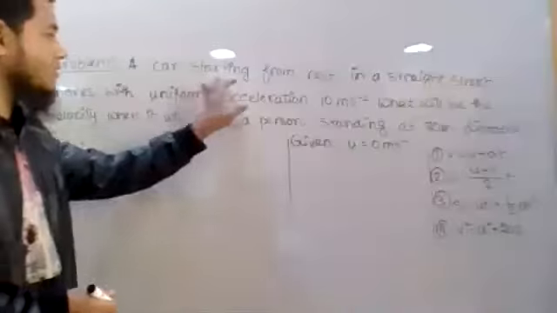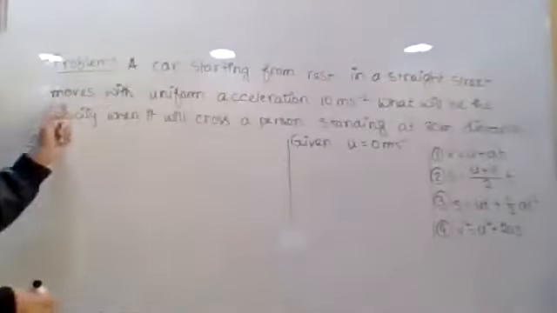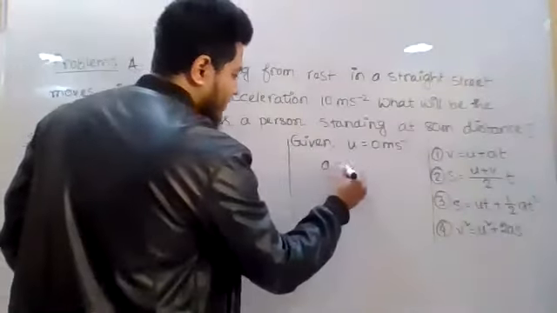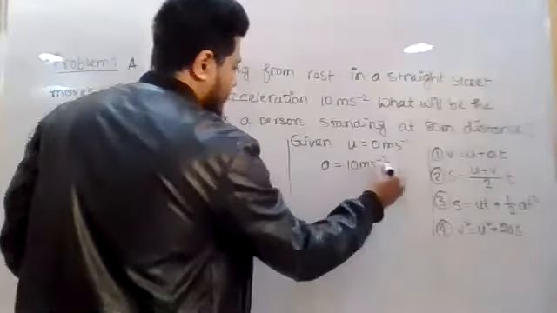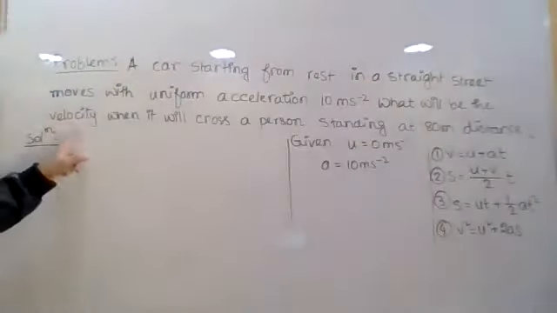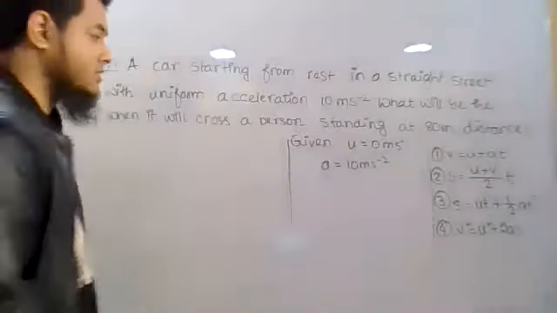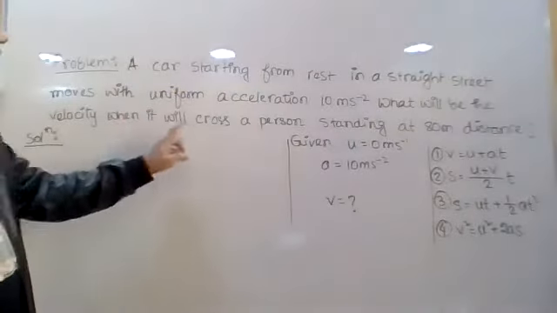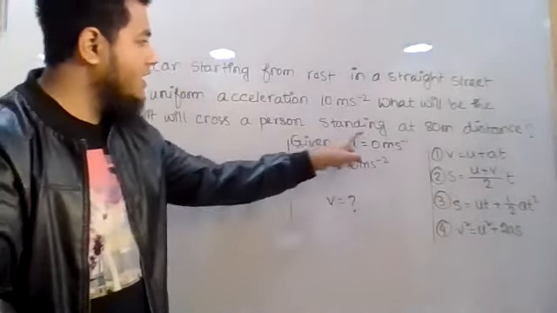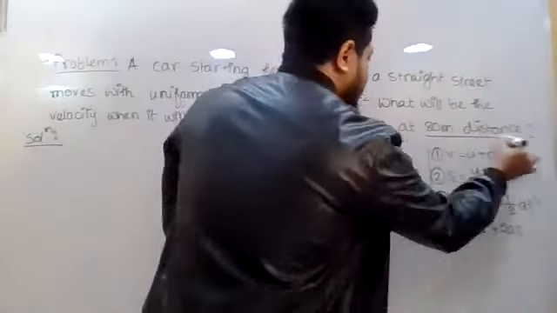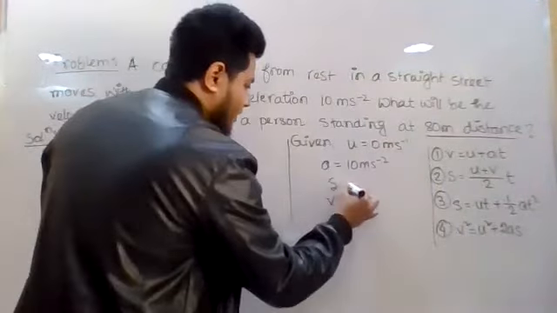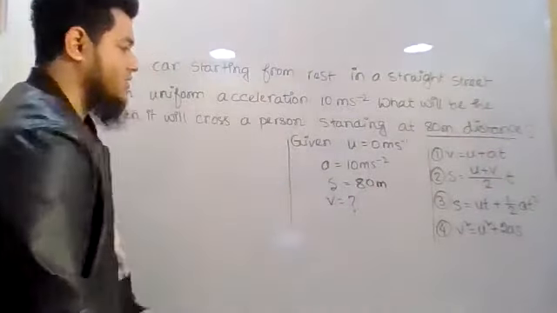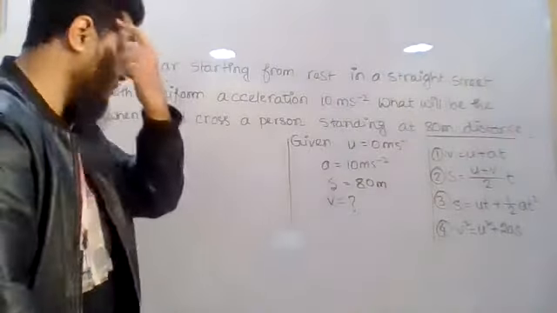So a car is starting from rest, that is initial velocity, in a straight street and moves with uniform acceleration 10 meter per second squared. So we have the value of acceleration: a is equal to 10 meter per second square. What will be the velocity, that means the final velocity, when it crosses a person standing at 80 meter distance? The distance is given, 80 meters. So the covered distance is s.